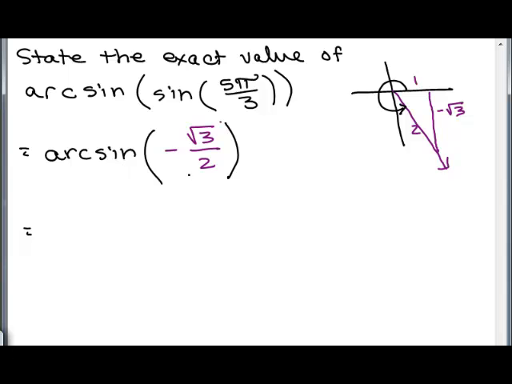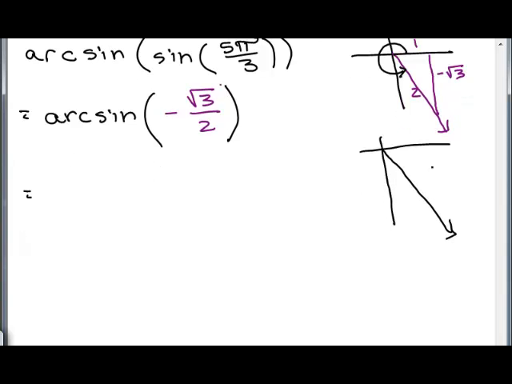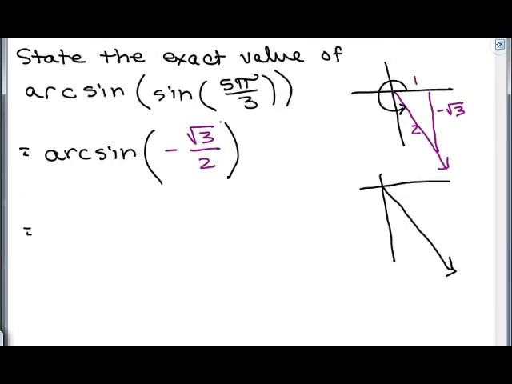Now I'm trying to find an angle in between negative pi over 2 and pi over 2, where the sine is negative square root of 3 over 2. Well, its terminal side is the same as you see over here, actually. Because if the sine's negative, it must be in this quadrant, and I would get those values, negative square root of 3 over 2.